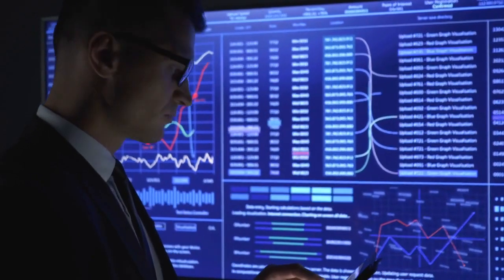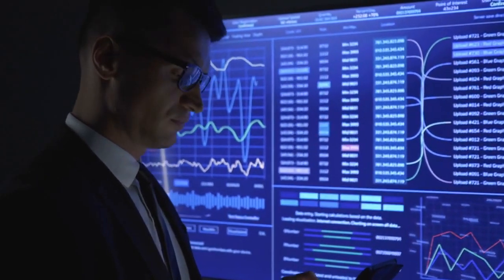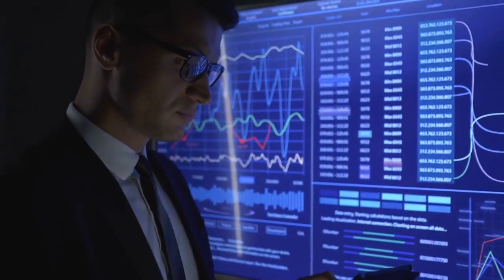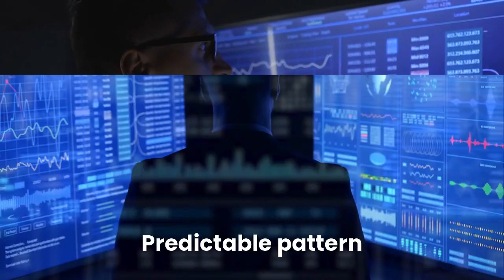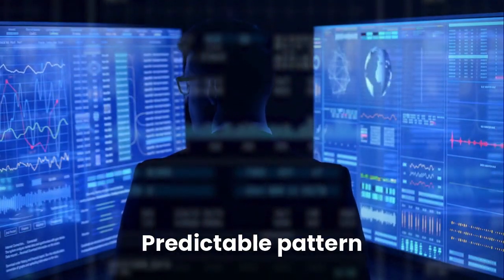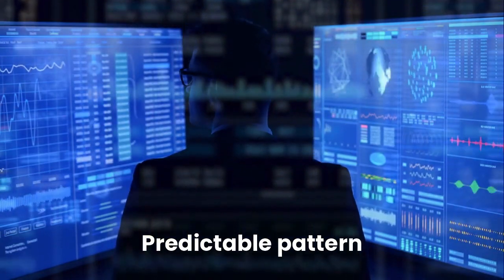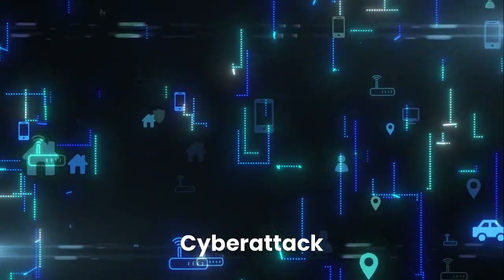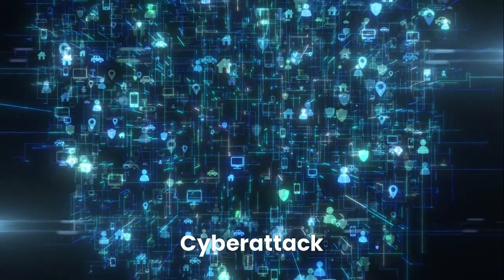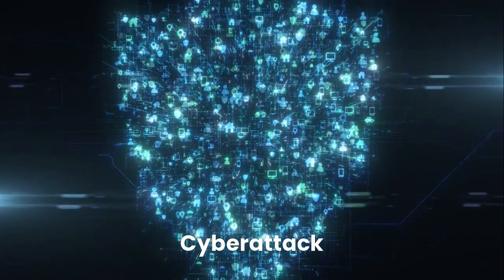Or consider anomaly detection. Let's say you're monitoring a network for unusual activity. You have tons of metrics: data transfer rates, login attempts, packet sizes, you name it. A normal network might have these metrics fluctuating in a predictable pattern. But an anomaly, like a cyber attack, might cause a subtle shift across many of these metrics simultaneously.